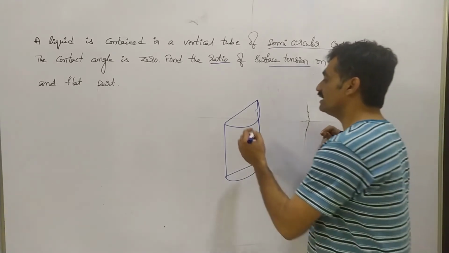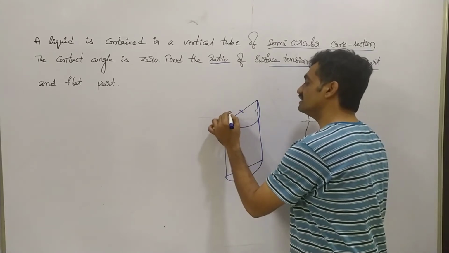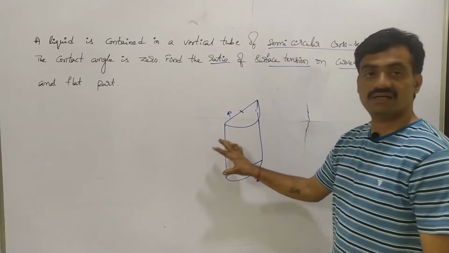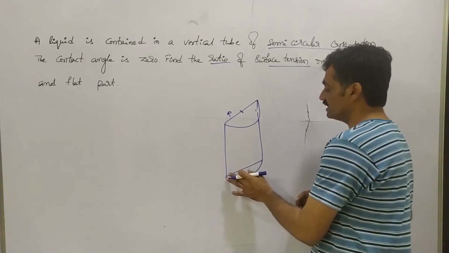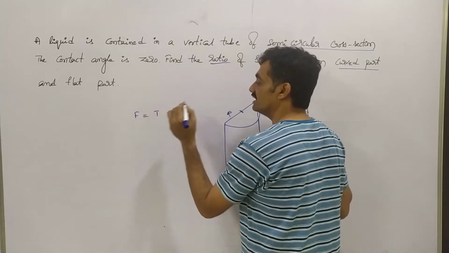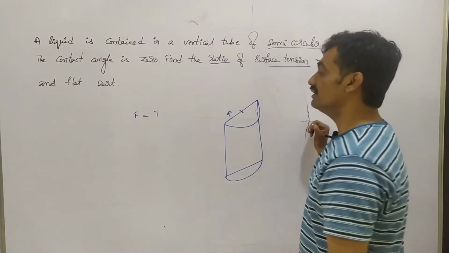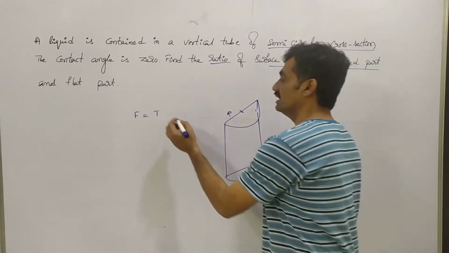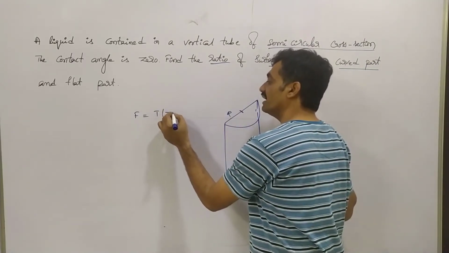Observe that we have considered the semicircular tube. As you observe, the radius of this tube is represented as R. When we consider the curved part, the force in this case can be given in terms of surface tension as T into the circumference of this curved part, nothing but pi r.